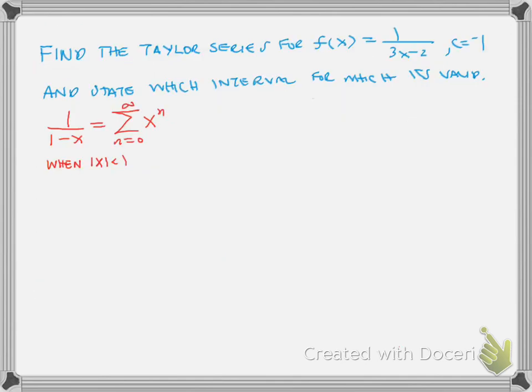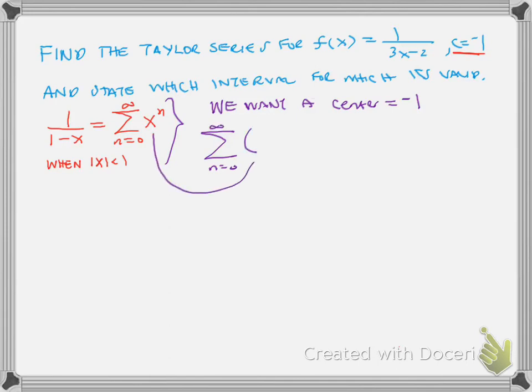Okay, so here we have to find the Taylor series for this function centered at -1 and state the interval for which it is valid. This one is a little more involved. And why is that? Well, correct, you guessed it. Because our center needs to be -1. Whereas in this standard form here, the center is 0, right? So if we want a center equal to -1, then that means, I'm working sort of backwards now, that means this would have to be x plus 1, right?